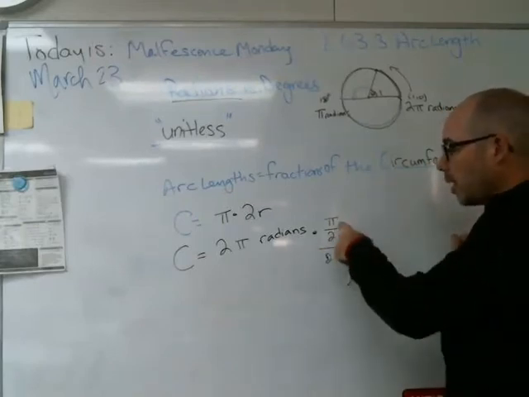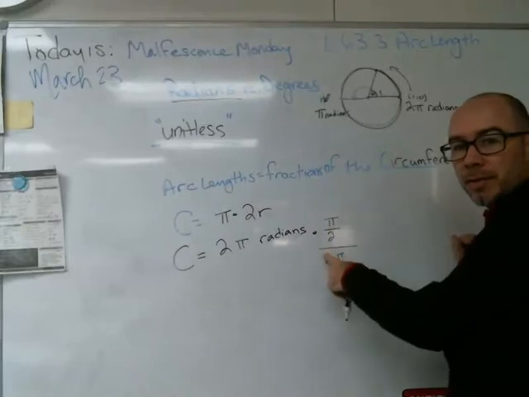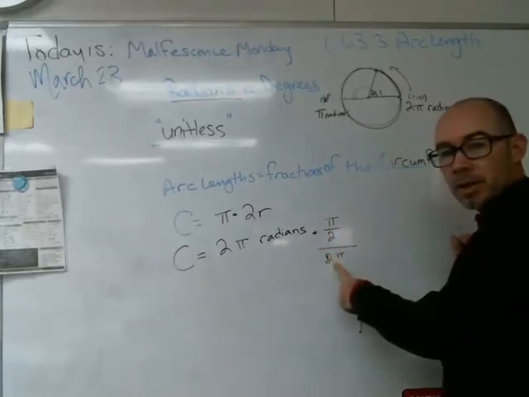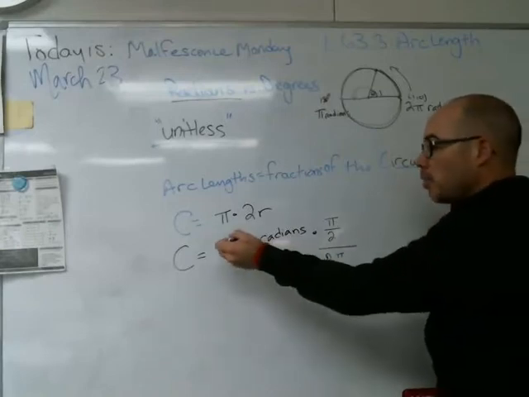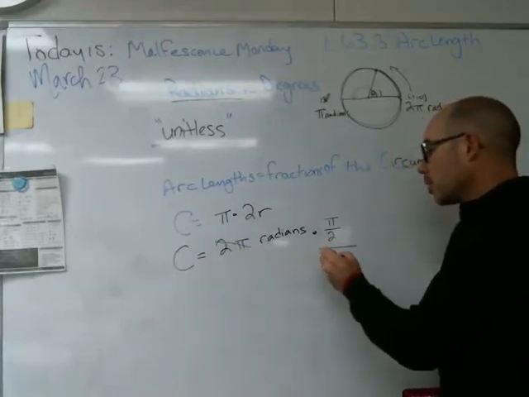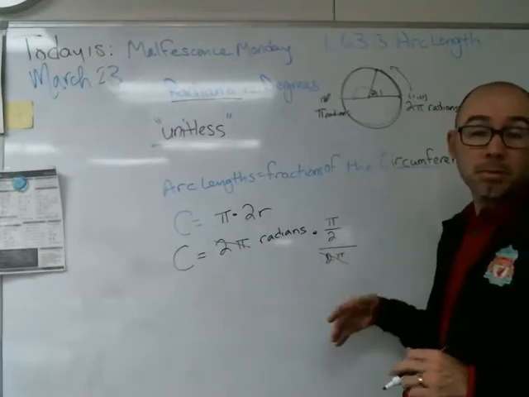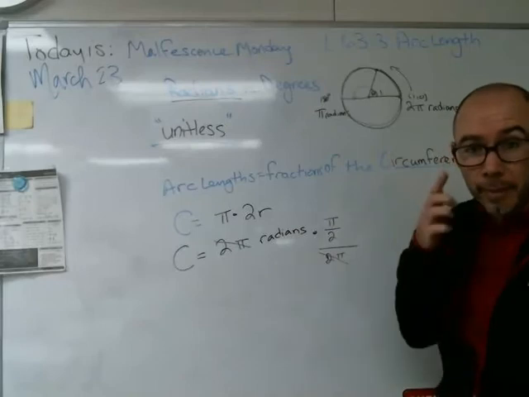Now you can see right away that if I do this conversion, this is the fraction of the circumference here. This is 90 degrees out of the whole 360 degrees. The 2 pi radians for the whole circumference and the 2 pi radians of my conversion unit are going to cancel out every single time.